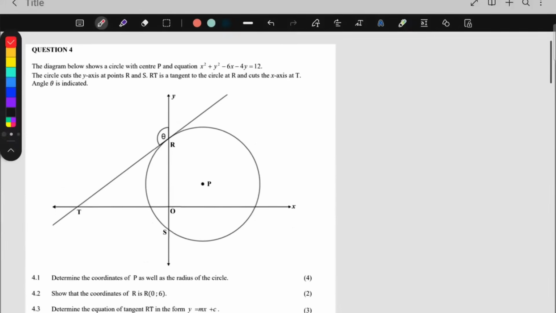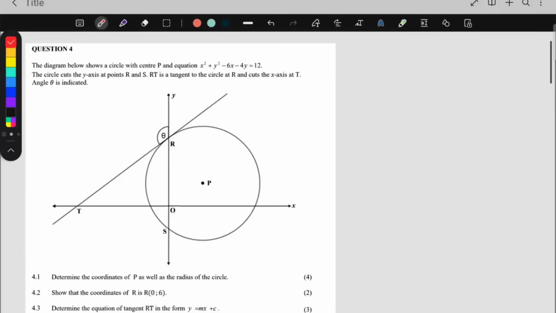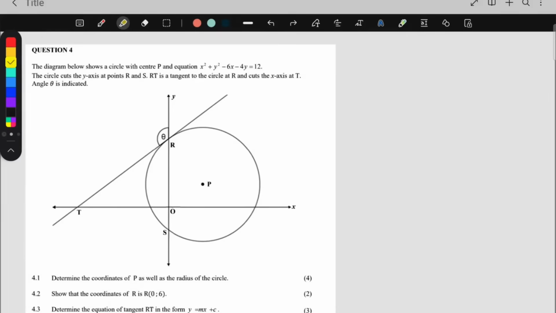Hi grade 12s, let's do this question on analytical geometry. The information says the diagram below shows a circle with center P, and they give us the equation of the circle. The circle cuts the y-axis at point R, so that's the y-intercept of the circle, and RT is a tangent to the circle. This tangent cuts the x-axis at T, so this is the x-intercept of the straight line.